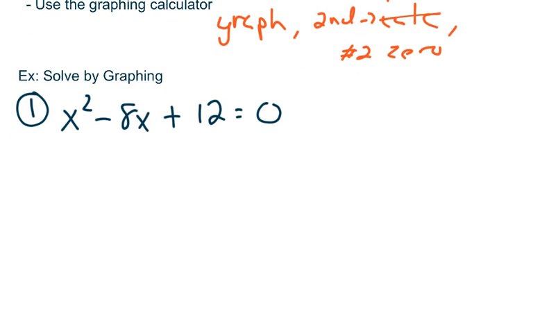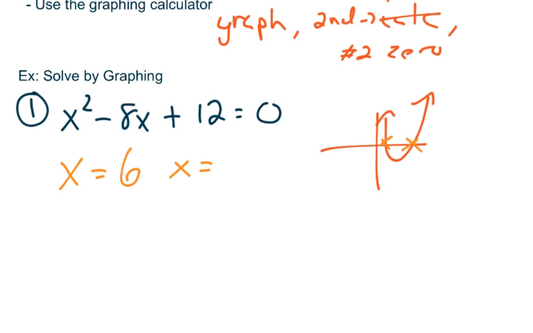When you do this, the graph should look something like this. That's just a rough sketch. I'm just kind of making a real rough sketch. I'm not really sure exactly where it is, but if you use your calculator to find this point and that point, what you're going to find is that your x values are 6 and 2. Those would be your answers for number 1.